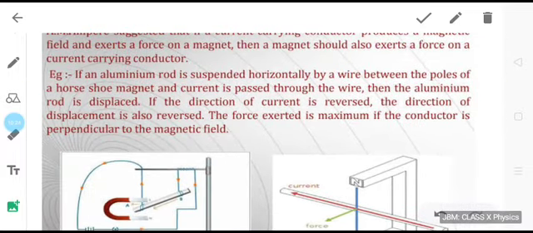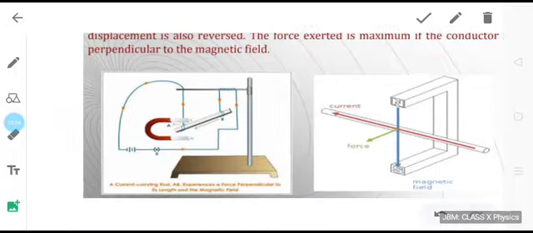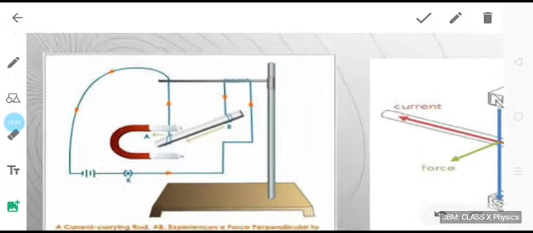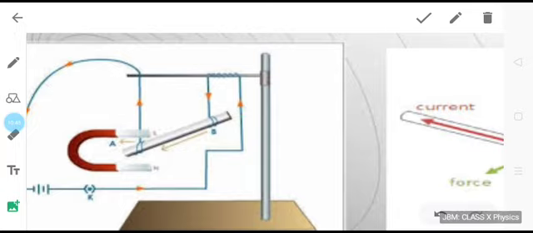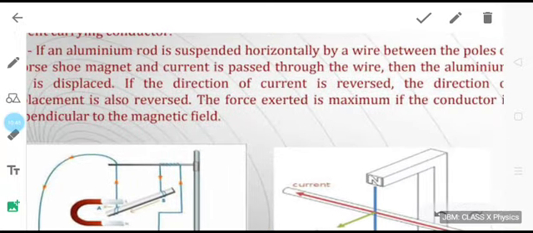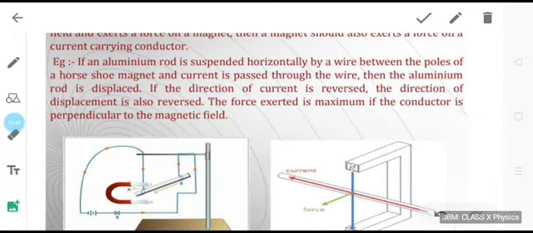He observed that if an aluminium rod is suspended horizontally by a wire between the poles of a horseshoe magnet and a current is passed through the wire, as you can see in the picture, a rod AB has been suspended in between the poles of the magnet and current is passed through it. So what happens? The aluminium rod is displaced. If the direction of current is reversed, the direction of displacement is also reversed.